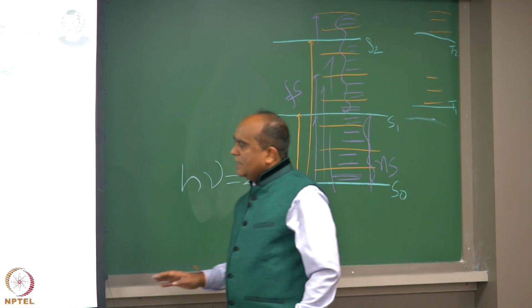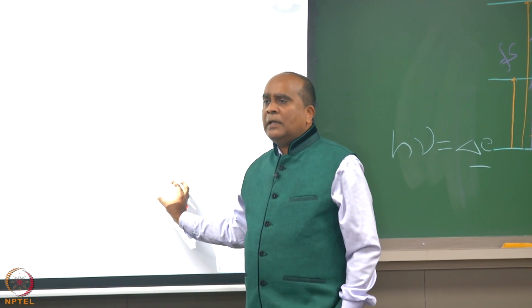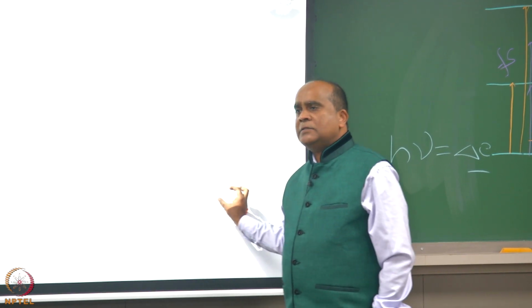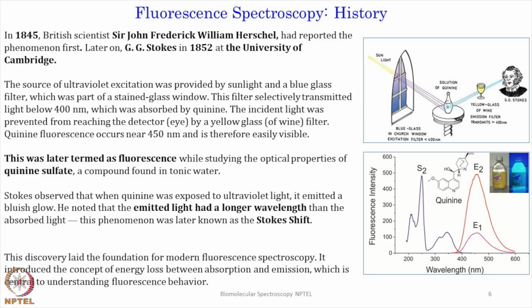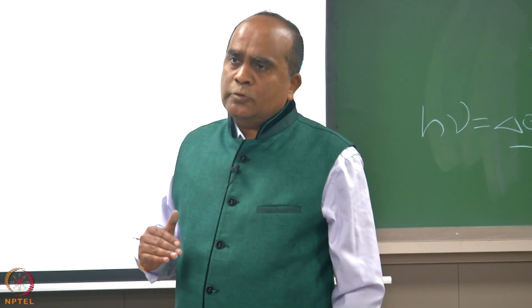So now you can appreciate that when we excite, the wavelength is shorter than when it is emitted, and this shift is called the Stokes shift. This discovery laid the foundation of modern fluorescence spectroscopy. It introduced the concept of energy loss. Energy is getting lost between absorption and emission, and this is a central concept in fluorescence. Whatever energy was used for exciting does not remain when it comes out as fluorescence. In between, there is a loss of energy.